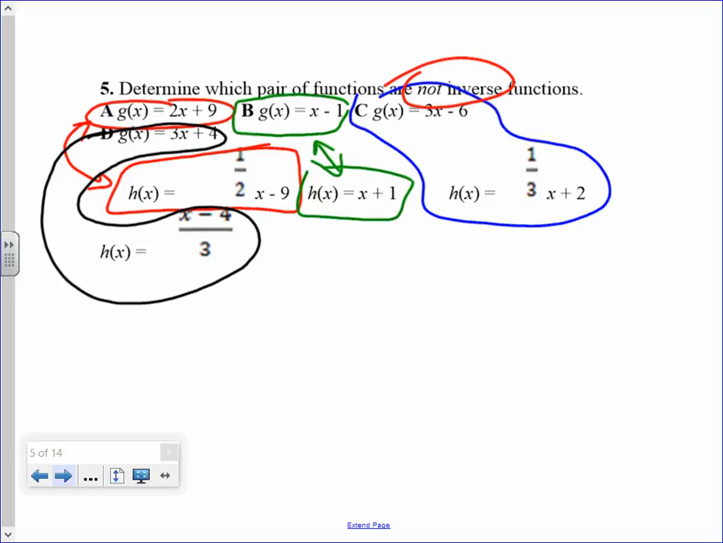For B, you have x minus 1, and we're going to put that into x plus 1. That'll be your x plus 1. Now this one's kind of simple. That cancels out. You don't need the parentheses. It becomes x. Now if you put the x plus 1 into the x minus 1, same thing. You still get x. That one's a little too simple.